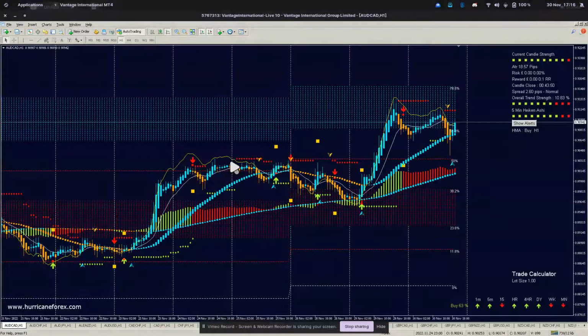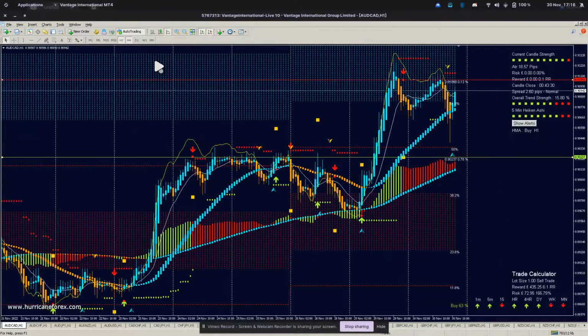For those of you who don't know what the Hurricane Forex indicator is, everything you see on the screen is an indicator. It's got all this information like risk and reward. If you're doing a prop challenge, it tells you the percentage risk against your account, so you can see whether you're within the restrictions of the prop.